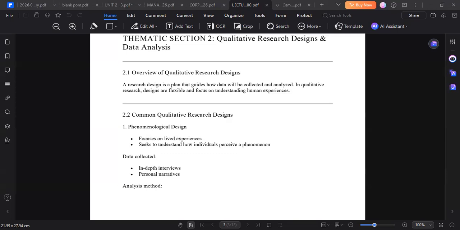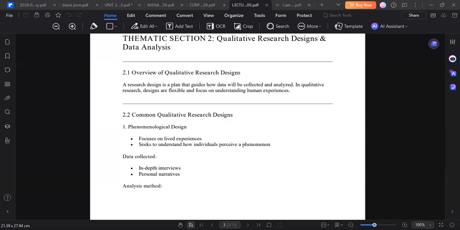So the key characteristics here are that it focuses on individual experiences. Number two, it wants to explore a deep understanding of their perception. It is mainly subjective. It involves small and carefully selected participants who have experienced this phenomenon.